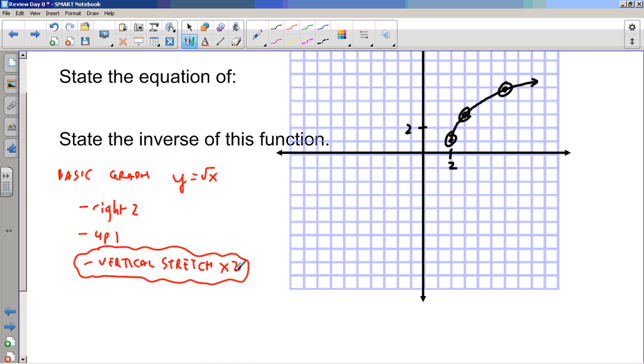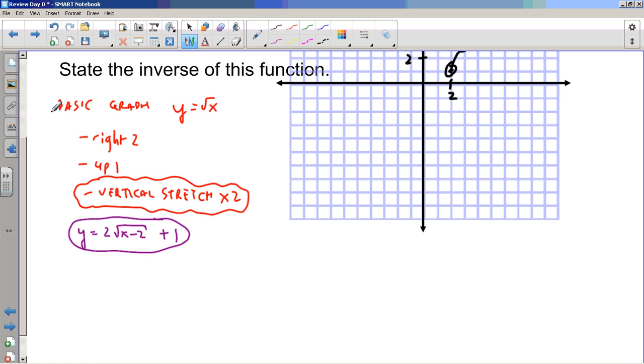So the vertical stretch factor 2, that's not in with the x, right? Vertical stretch is outside, affecting y values, not in with the x. It's been moved right 2, opposite of what you'd think, right? Right 2, and then up 1. And there's the function. And then we're asked to state the inverse of this function.